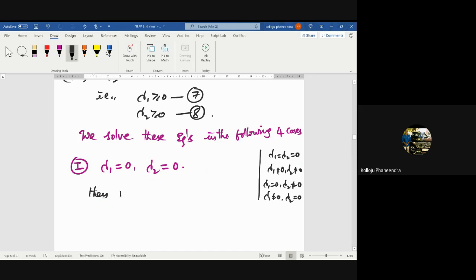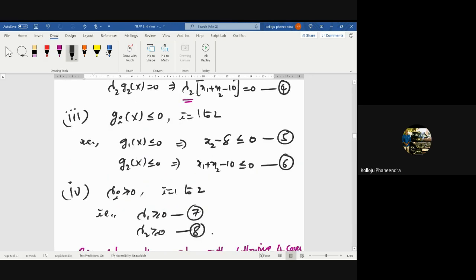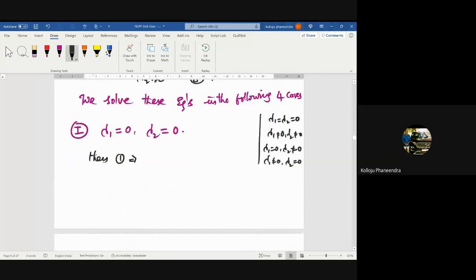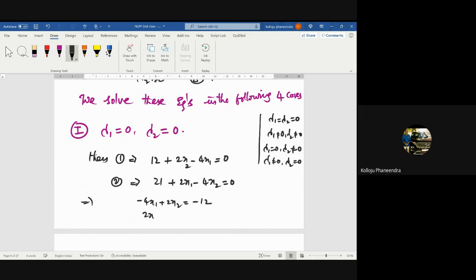Then what is the first equation? With lambda 1 equal to 0 and lambda 2 equal to 0, equation 1 gives 12 plus 2x2 minus 4x1 equal to 0, and equation 2 similarly gives 21 plus 2x1 minus 4x2 equal to 0. Solve these 2 equations. That means the equations are minus 4x1 plus 2x2 equal to minus 12, and 2x1 minus 4x2 equal to minus 21.